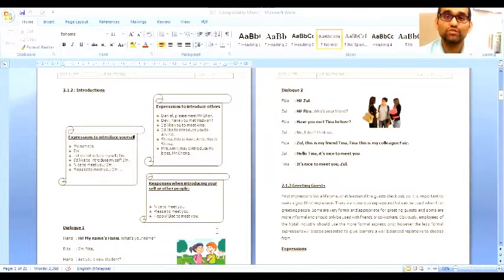Okay, let's move on to the introductions. Introductions are very important, the expressions to introduce yourself, for example. How will you introduce yourself to another person? My name is dot dot dot. My name is Dave. So you can say it like that. Let me introduce myself. I am. I'd like to introduce myself. I am. Nice to meet you.